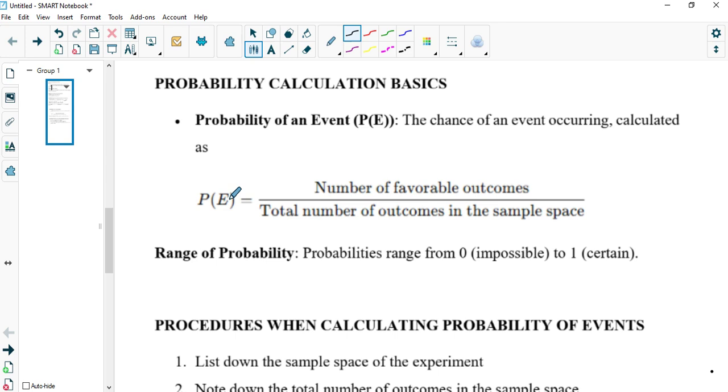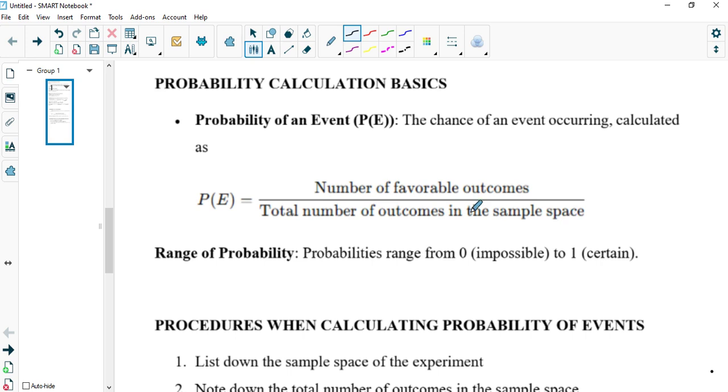To find a probability of an event, we use a basic formula. This formula is basic because whatever level of probability we are going to do, it was generated from this basic part. Here we're saying that the probability of an event can be calculated as the number of favorable outcomes divided by the total number of outcomes in the sample space.